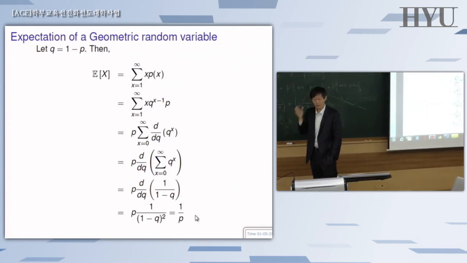So if you have a fair die, you just keep rolling until you get the first number 3. What's the expected number of trials?